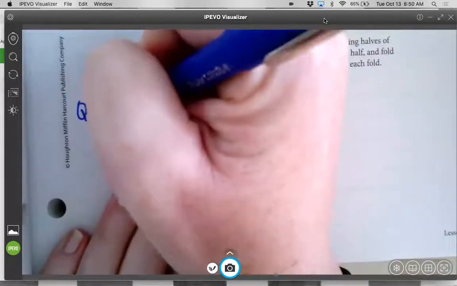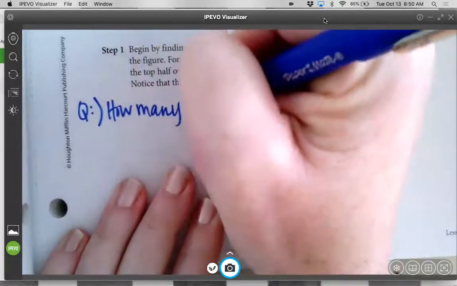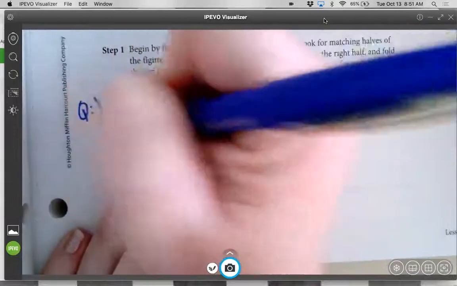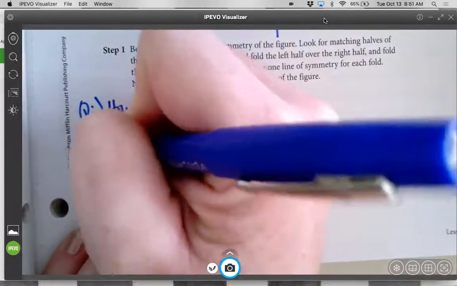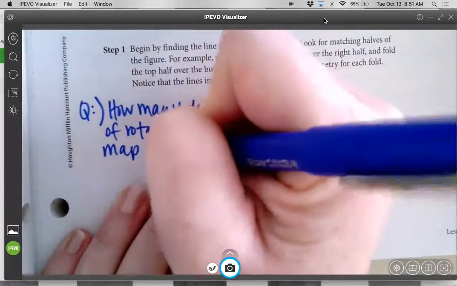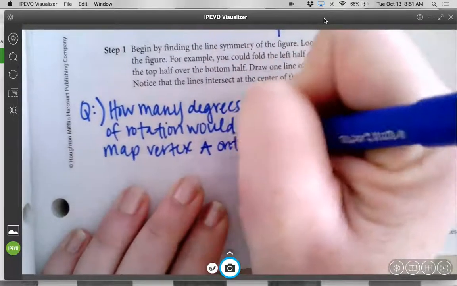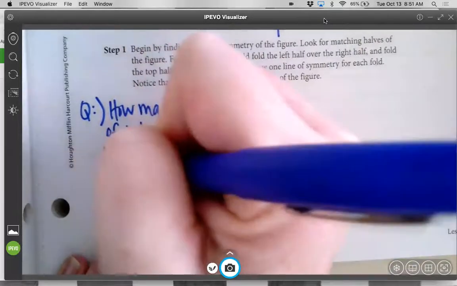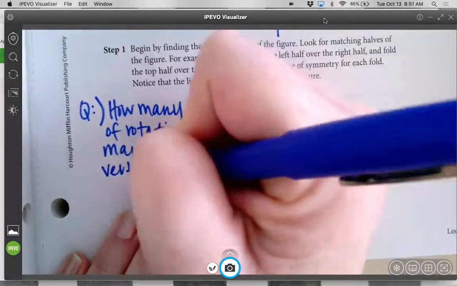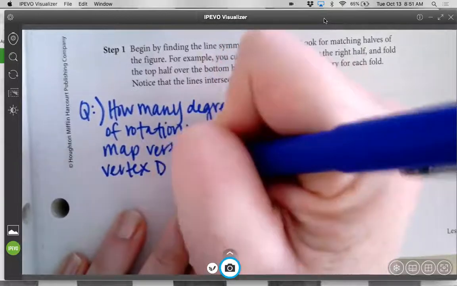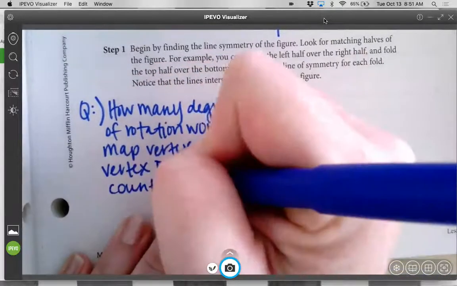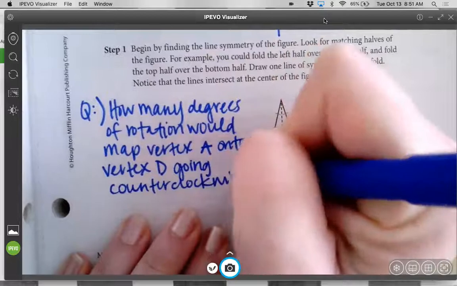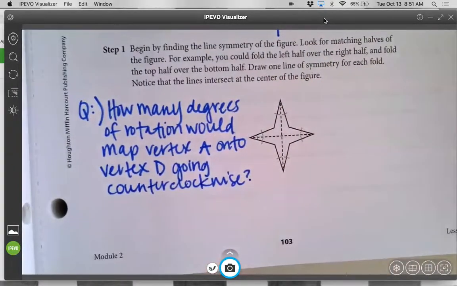First question is, how many degrees of rotation would map vertex A onto vertex D going counterclockwise? Okay. It's a long question, but it's not going to be a super difficult question.